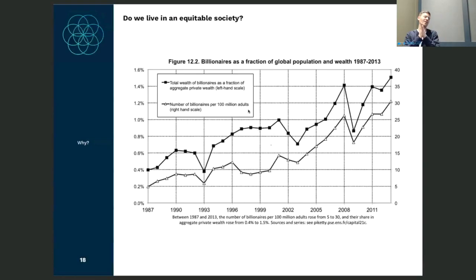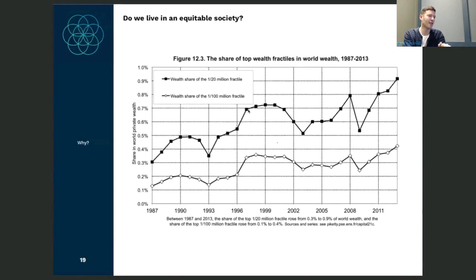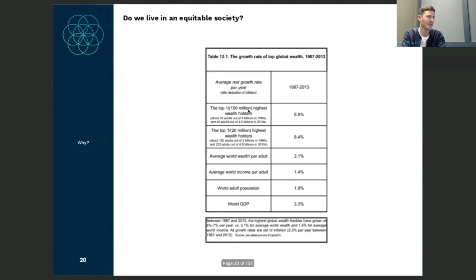Okay, so this chart is really looking at the billionaires as a fraction of the global population. Again, steadily increasing. And then here we have a look at essentially the share of the top wealth. So we've got the 1 out of 20 million fractile, and then 1 out of 100. And again, we can see this steadily increasing over the last 20 years or so.